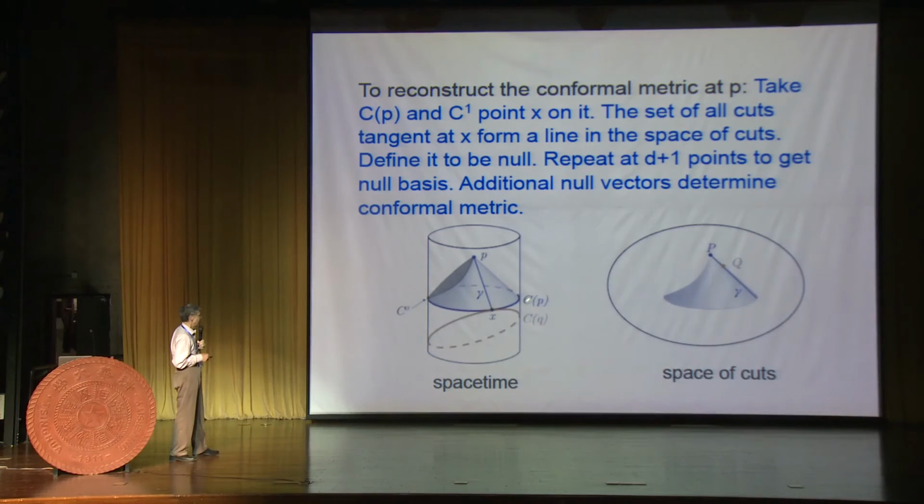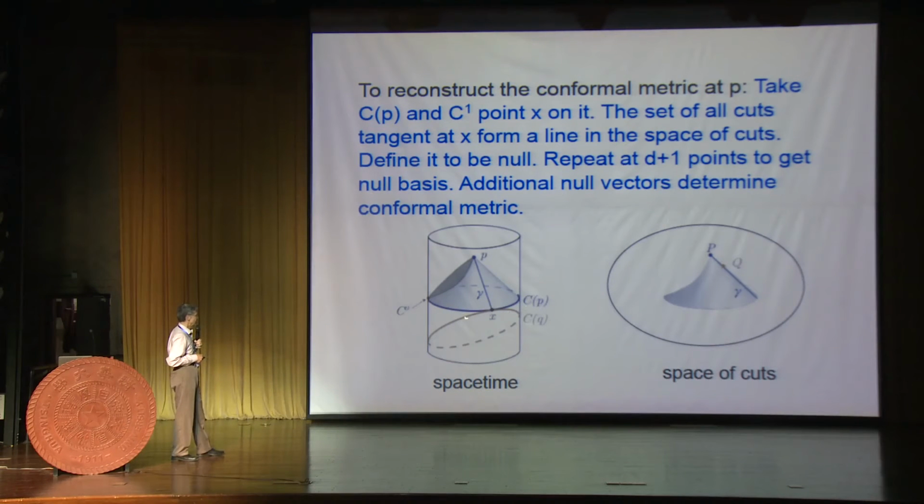This cut, C of P, corresponds to a point, capital P, in the space of cuts. Then if I look at another cut, C of Q, which is tangent at X, that gives me another point in the space of cuts, capital Q. And by looking at all the cuts which are tangent at X, I get a line in the space of cuts. And we're going to define that line to be null because of the property I just mentioned.